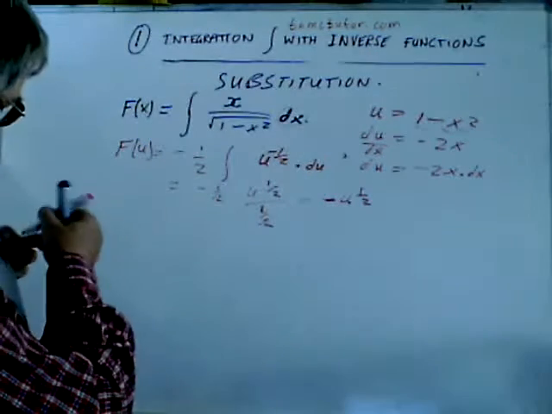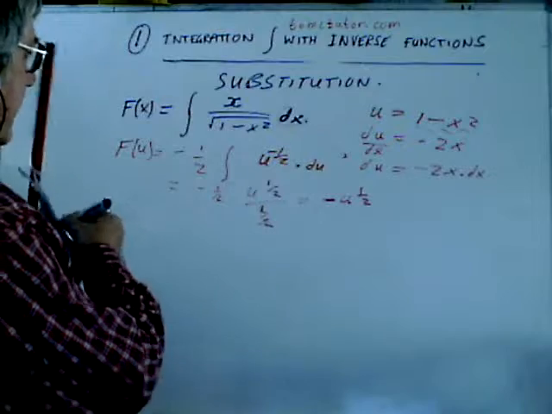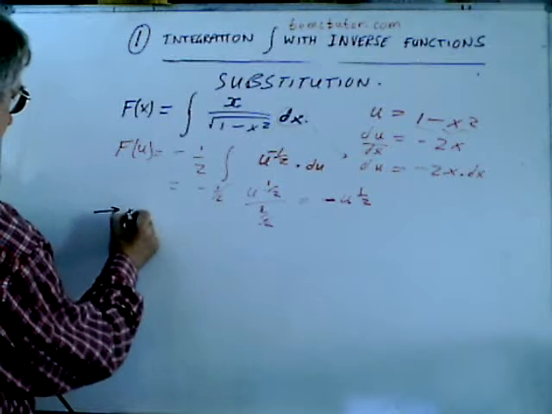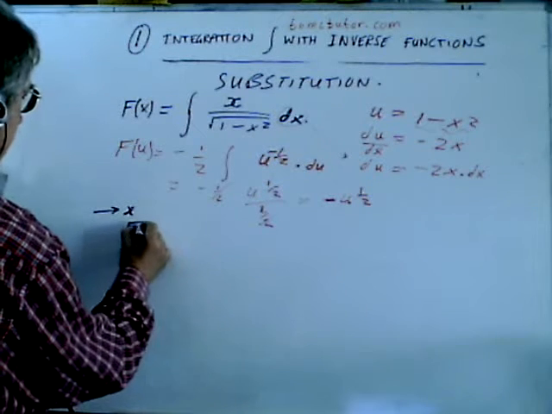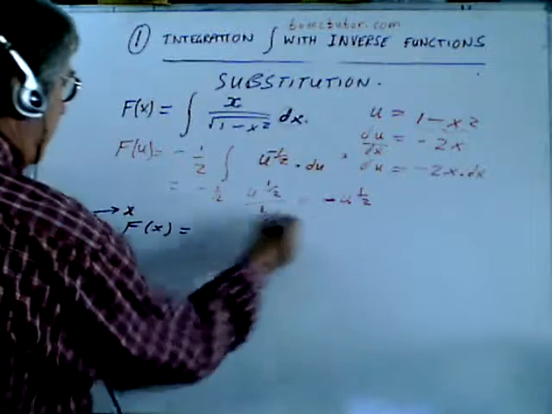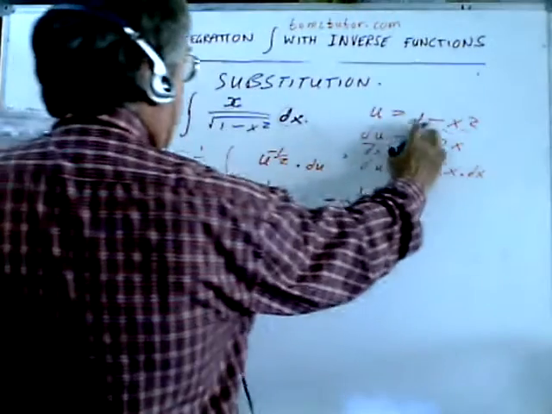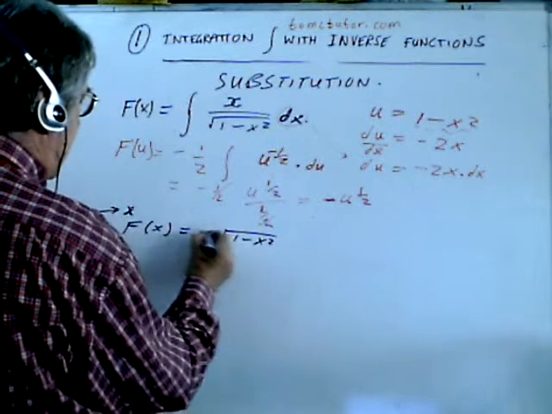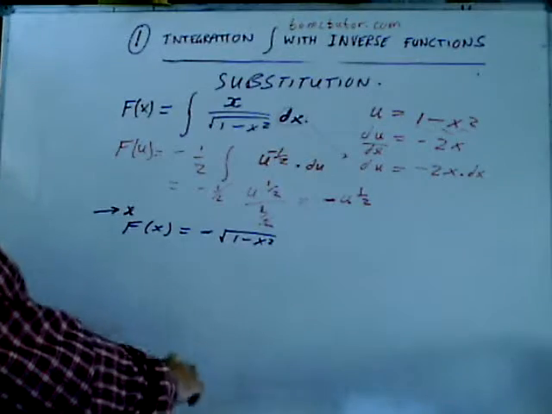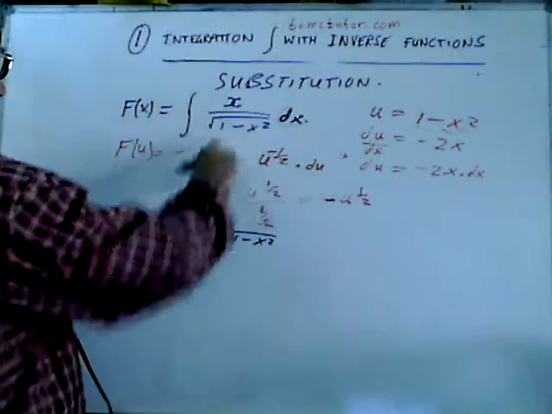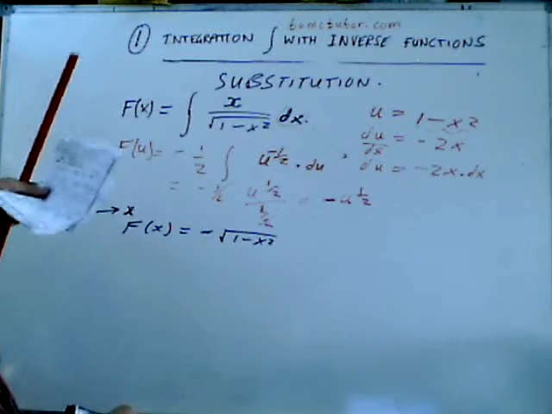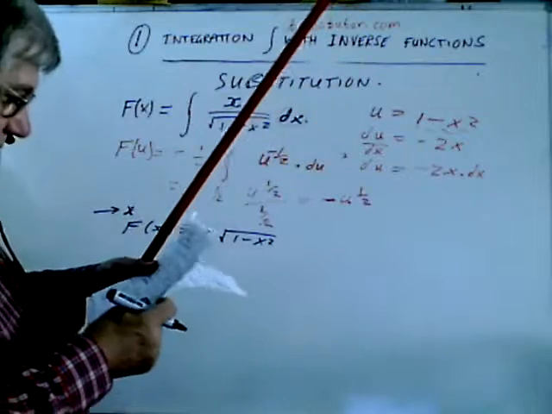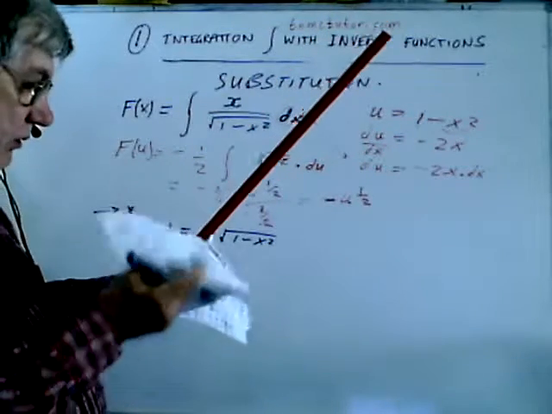So from the substitution we go back, and we now express this in terms of the variable x. So we have f of x now is, and what was u? It was 1 minus x squared. So it's minus the square root of 1 minus x squared. What I'm saying is if you differentiate that, you get that, and you can maybe check yourself that is the case. That's a typical substitution type problem.